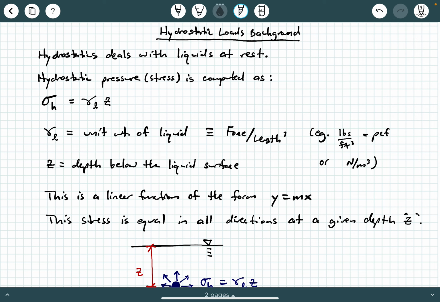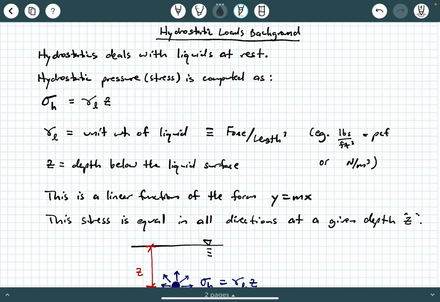So hydrostatics deals with liquids at rest. So what do we mean by that? Well, you can have liquids at rest or liquids in motion. So we're specifically talking about liquids at rest, that is not really flowing. The surface of a liquid might move around a little bit, but it's not actively flowing with any kind of significant velocity or acceleration.